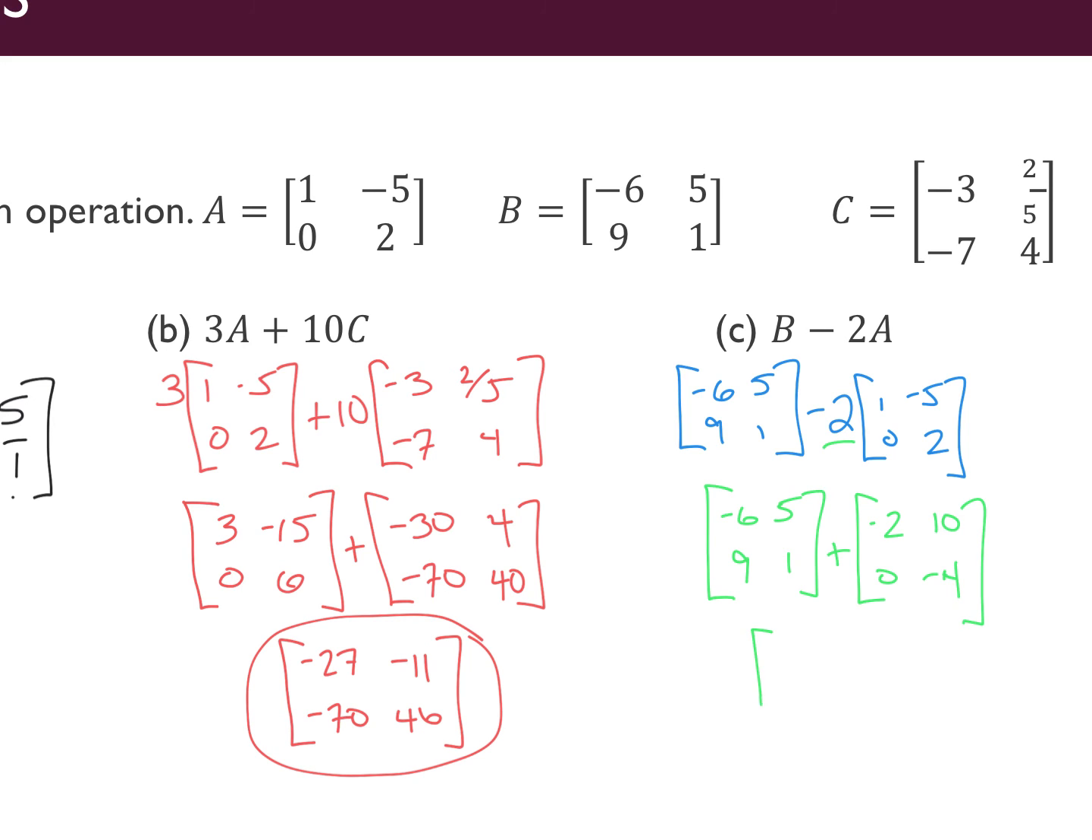Okay, and then we just add like terms like we did previously. We know negative 6 plus negative 2 is negative 8, 5 plus 10 is 15, 9 plus 0 is 9, and 1 minus 4 is negative 3. And that's all you got to do.